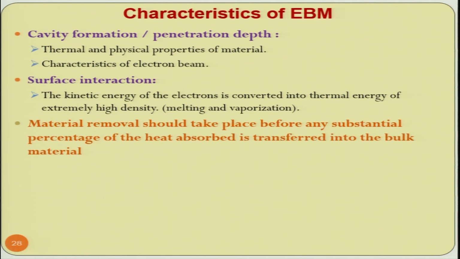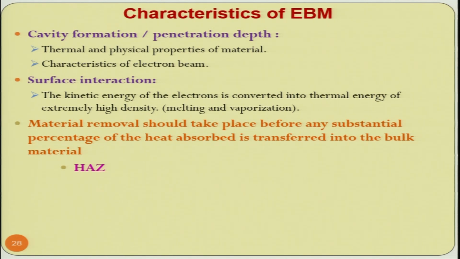Material removal should take place before any substantial percentage of the heat absorbed is transferred into the bulk material. So, the intensity of the heat is very high, then before really the heat transfer takes place to the bulk material, the material may get evaporated, and that evaporated material can be removed from the workpiece. Because temperature is very high in electron beam micromachining and electron beam machining.